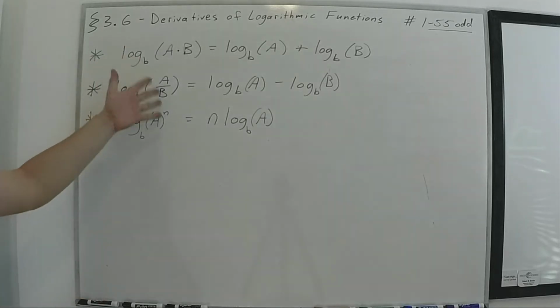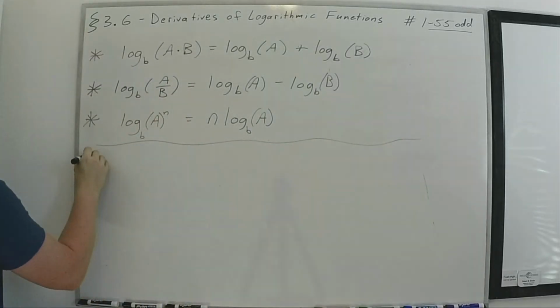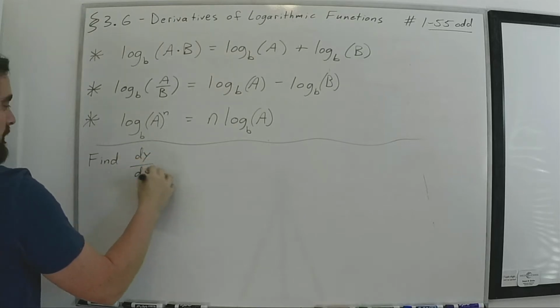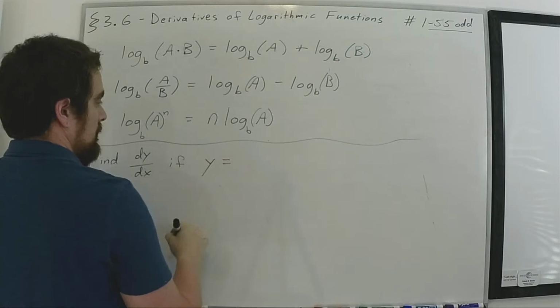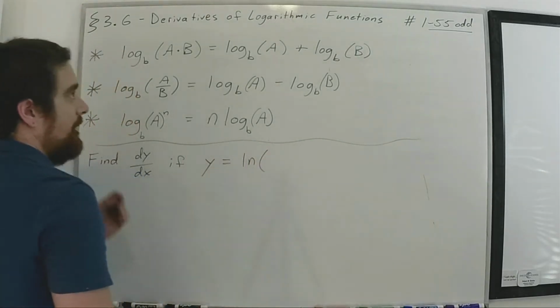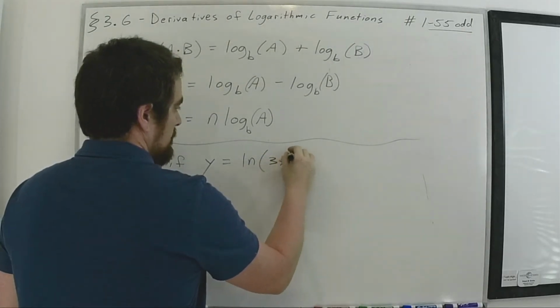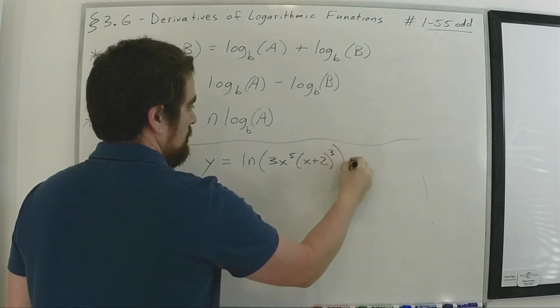So what I mean by using these properties is, let's say we want to find dy dx. If y is equal to, and I'll stick to the natural log of, let's try 3x to the fifth times x plus 2 cubed.